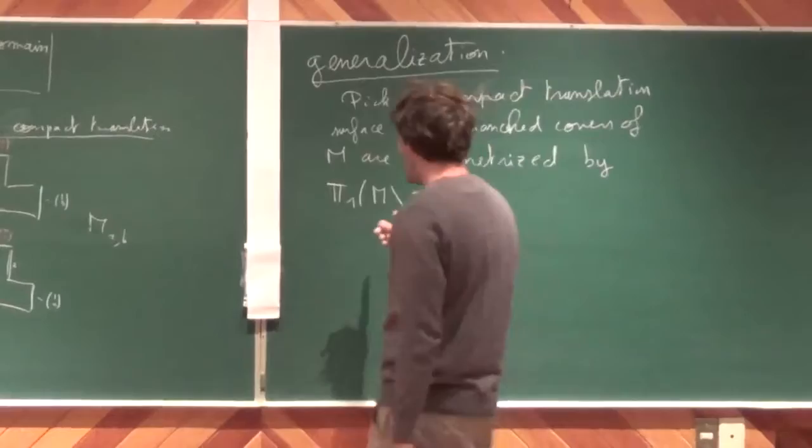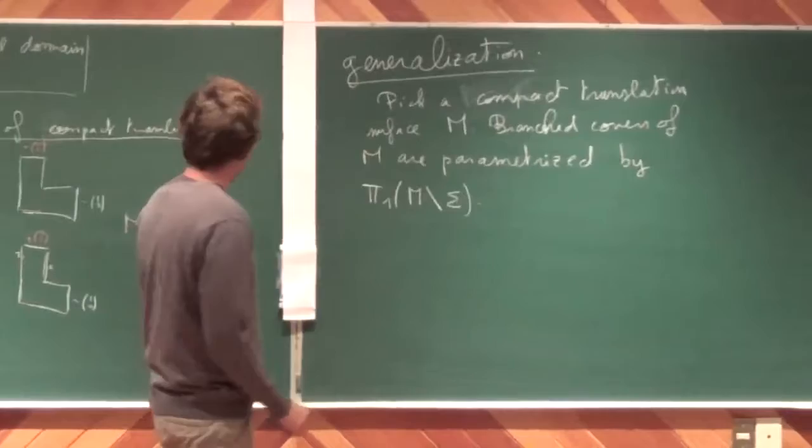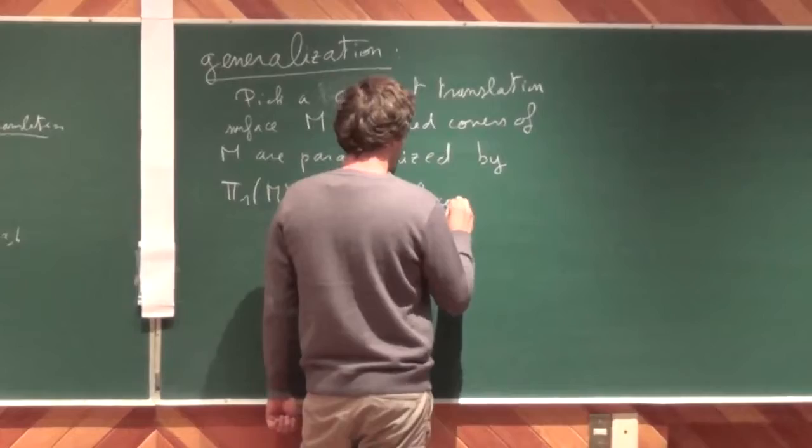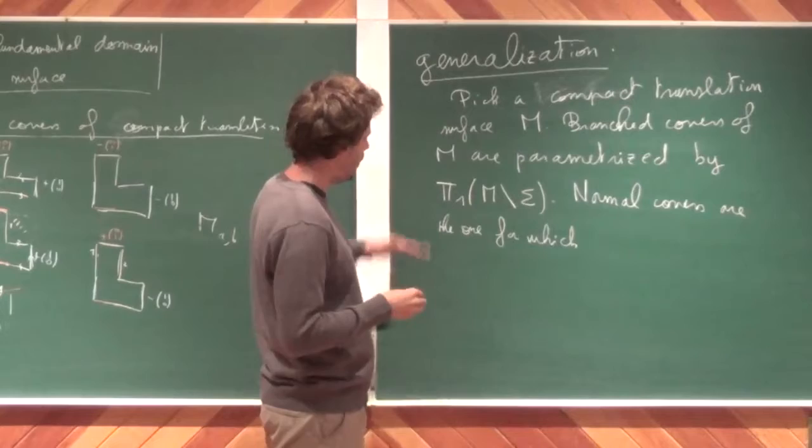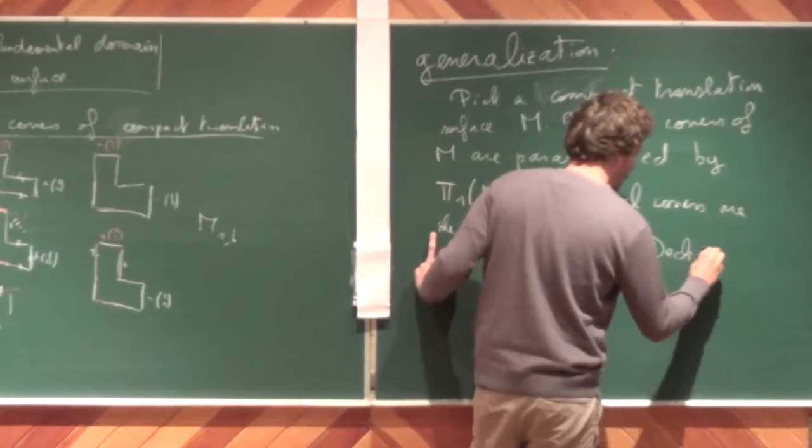Okay, and so concretely, what do you do? I want to consider a very special kind. I want to consider only normal covers, the ones for which the deck group acts transitively on the fibers.